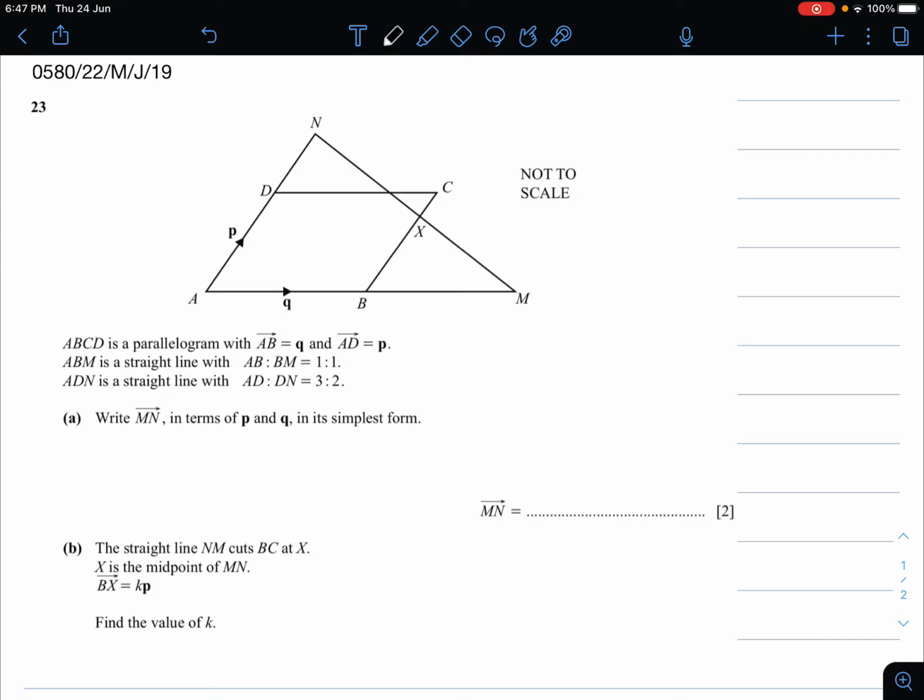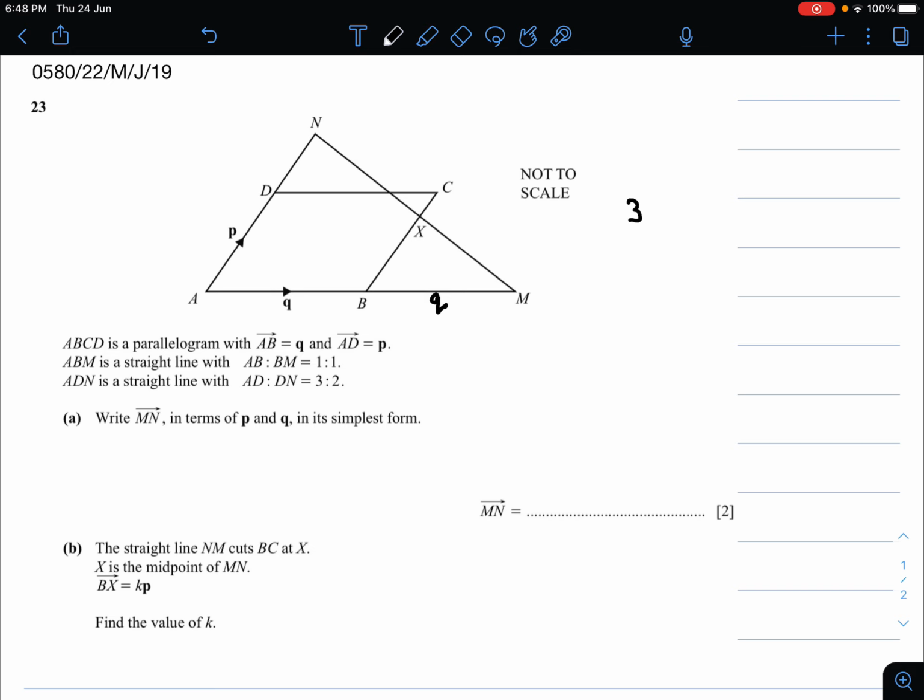ABCD is a parallelogram with AB equal to q and AD equal to p. ABM is a straight line with AB to BM as 1 to 1, so therefore we know that BM is also q. ADN is a straight line with the ratio AD to DN equal to 3 to 2.